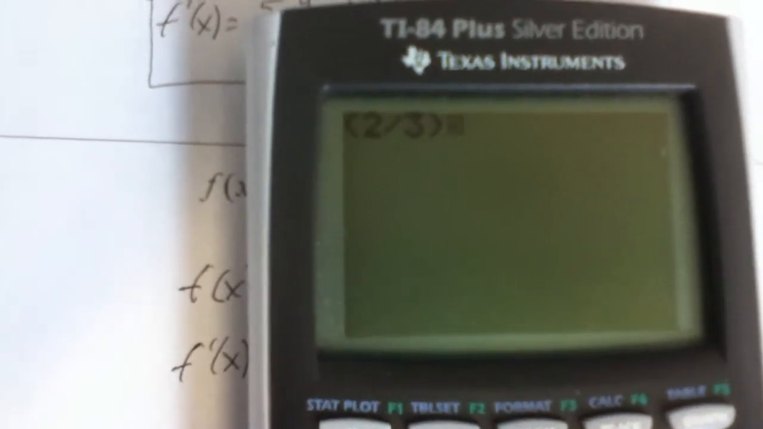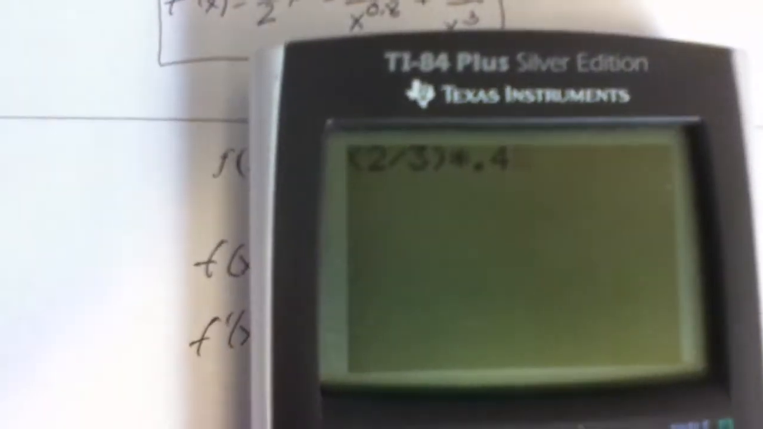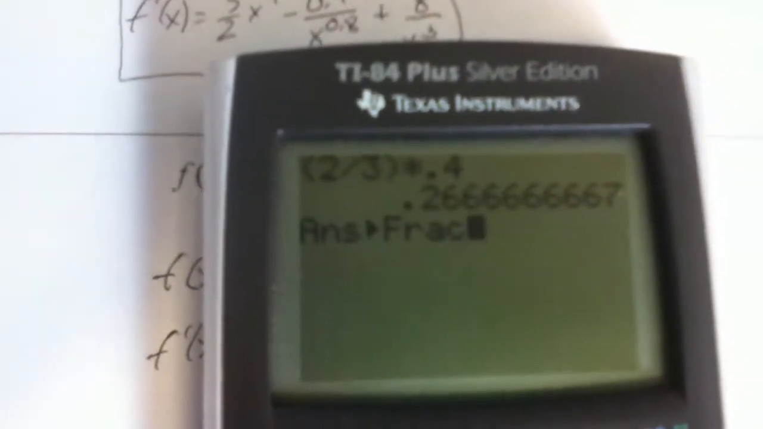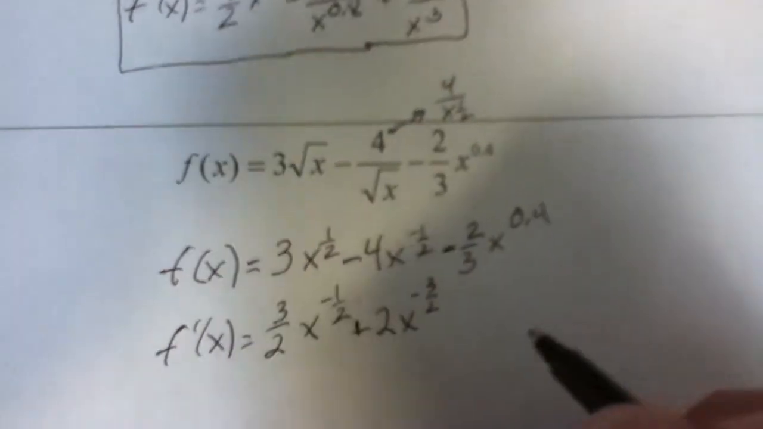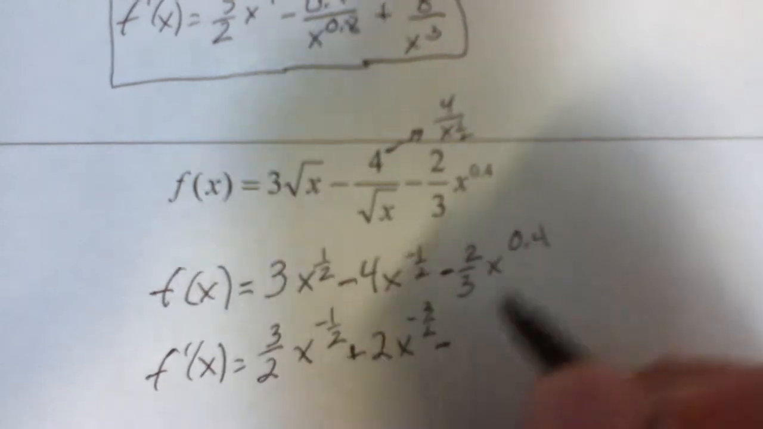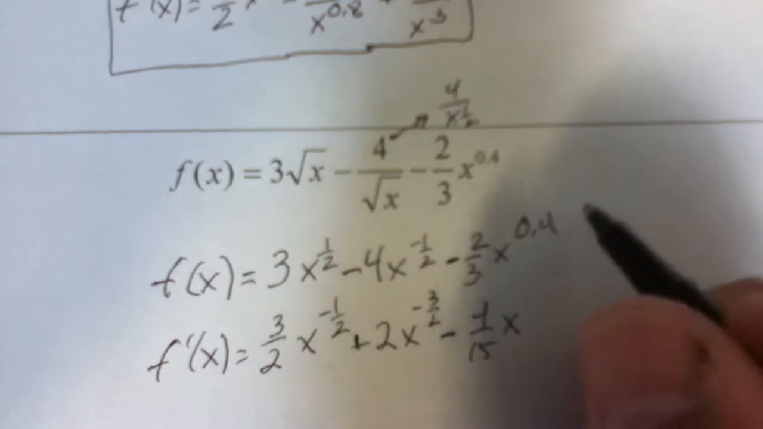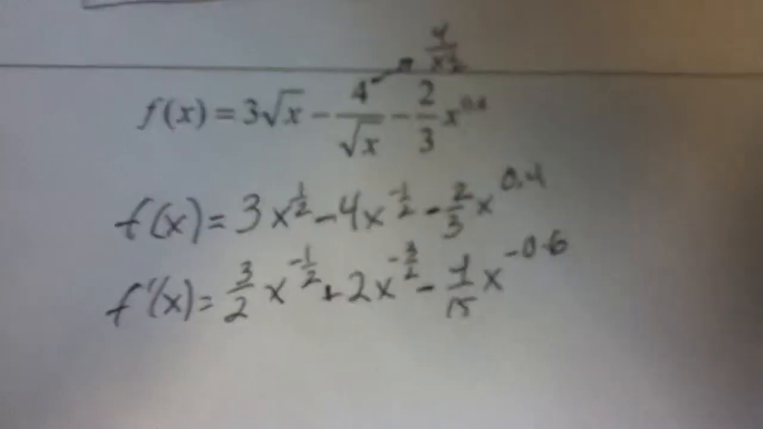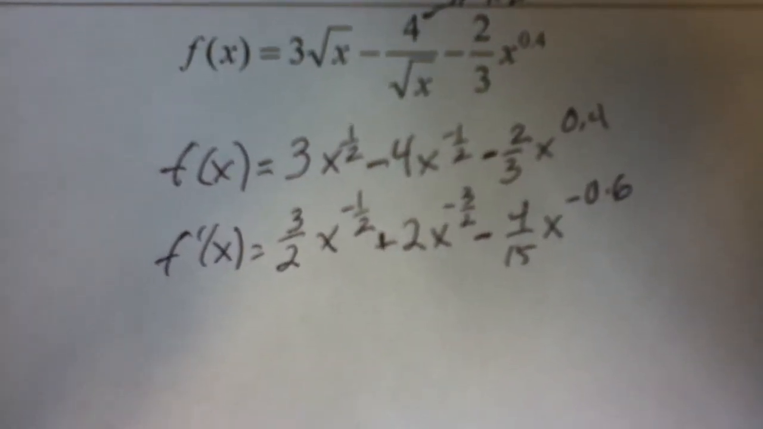So if I go 2/3, put in parentheses, times 0.4, then I press math, number 1 for fraction. It will convert it to a fraction for me. We get 4 over 15. So 2/3 times 0.4, 4 over 15. X, subtract 1. Use your calculator if you need to. You get negative 0.6. And the last step will be to simplify.